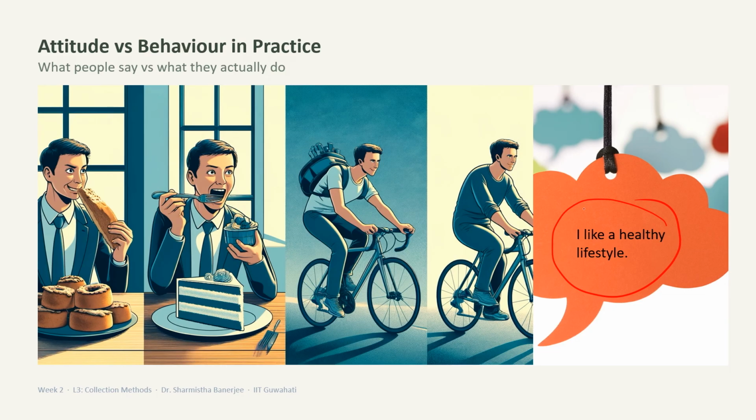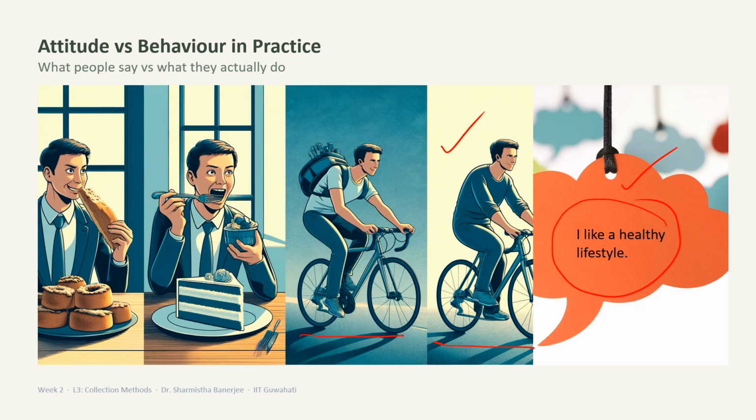So they said that I live a healthy lifestyle. Now you need to figure out whether they really live a healthy lifestyle. So if you see them cycling to work, cycling to go and buy something from the market, or cycling as a daily way of exercise, then you can say that yes, there is a match between the attitude and the behavior.